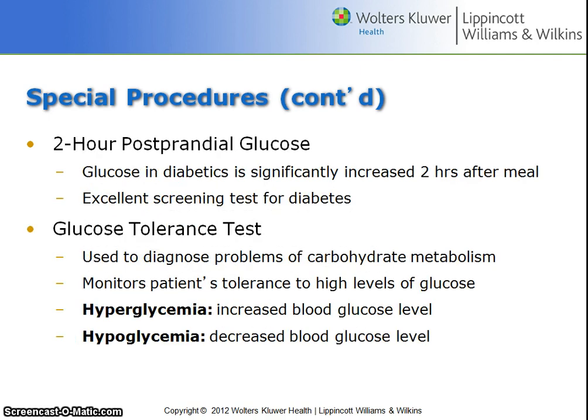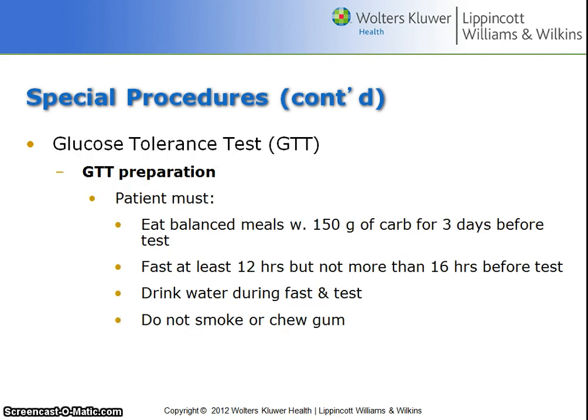Two-hour postprandial glucose. Excellent screening test for diabetes. The glucose tolerance test monitors patients' tolerance to high levels of glucose. Hyperglycemia is the increased blood glucose level. Hypoglycemia, decreased blood glucose levels. A glucose tolerance test. You see the requirements of a patient in order to perform this. Make sure you're familiar with those.